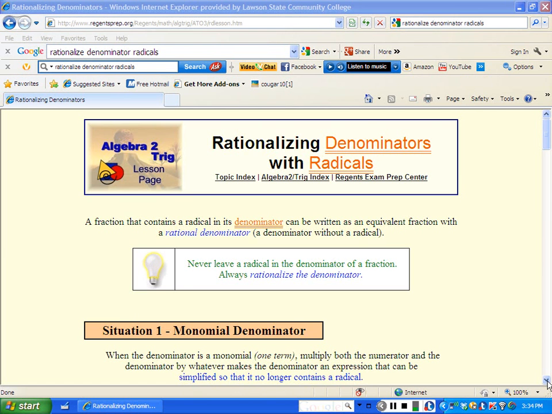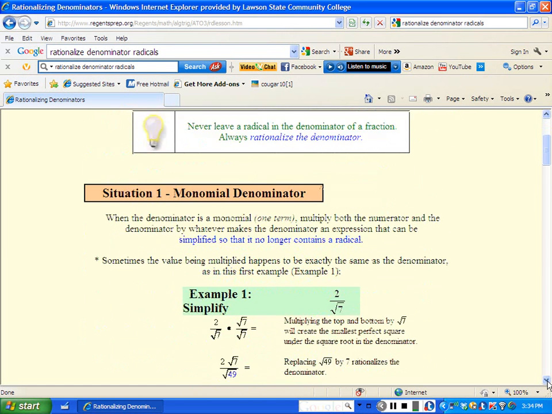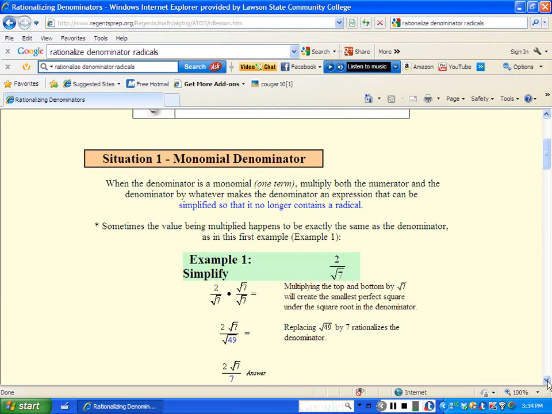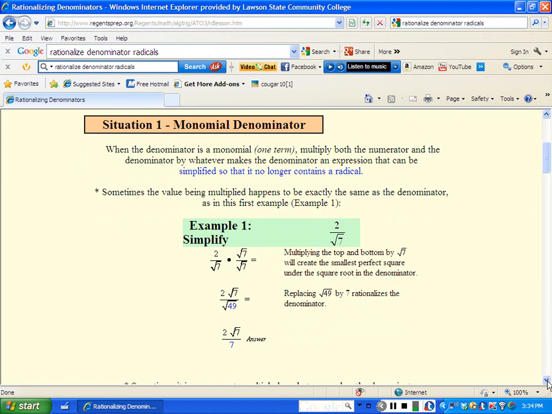This website is regentsprep.org. I found this website on the internet, so you can do the same thing. If you need to figure something out in math, you can always Google it, Bing it, whatever. Just search for it on the internet, and sometimes you can find some great resources.